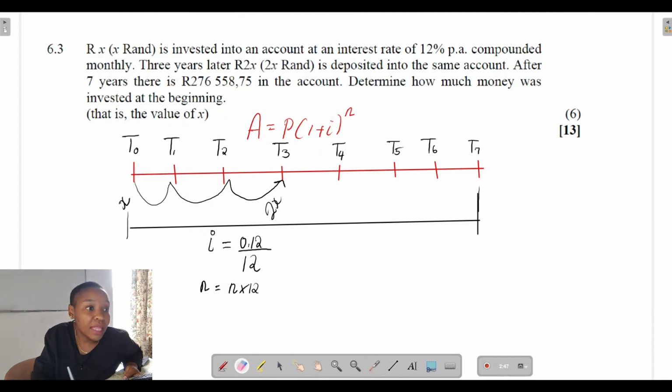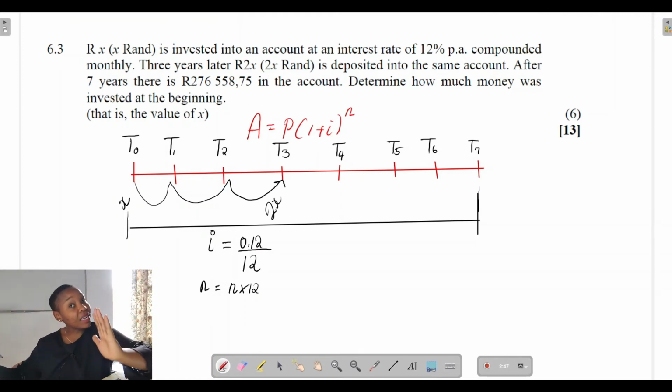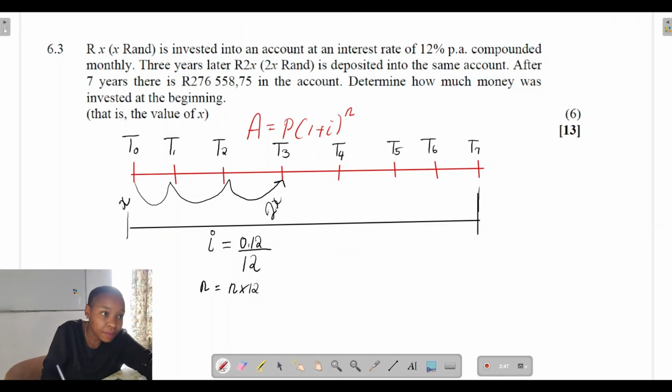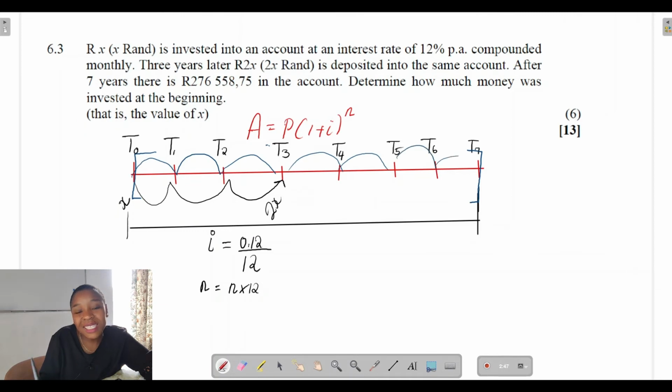So let's get started with solving this question. Here we've got two amounts. We've got an amount that is initially deposited, and then after 3 years, another amount that is deposited. We're going to take the amount we put into this account. It's going to accumulate interest, for how many years? For 7 years, because it's going to stay in our account for 7 years. So the X that is initially deposited is going to accumulate interest for 1, 2, 3, 4, 5, 6, 7 years.